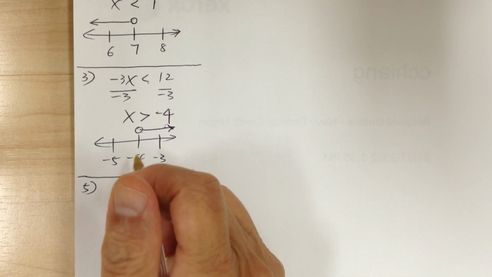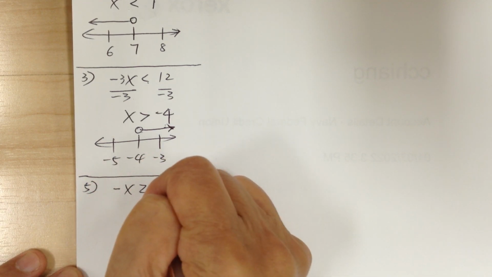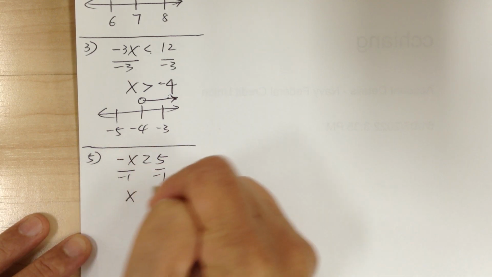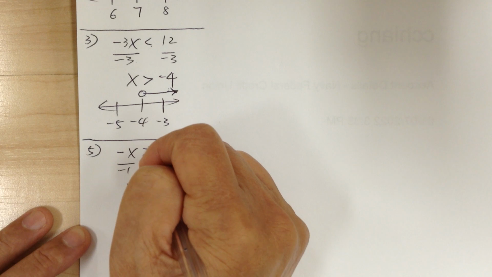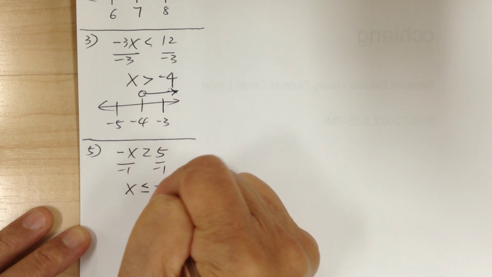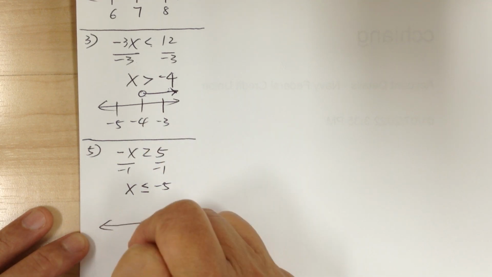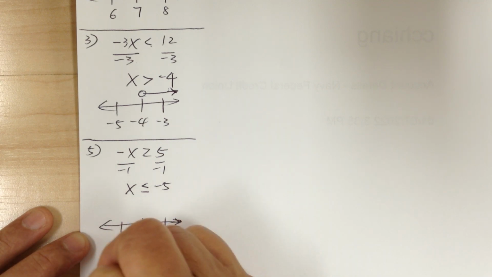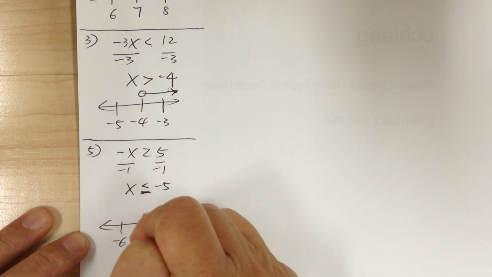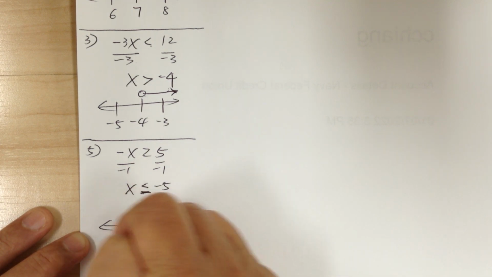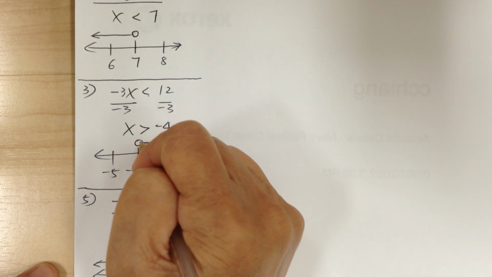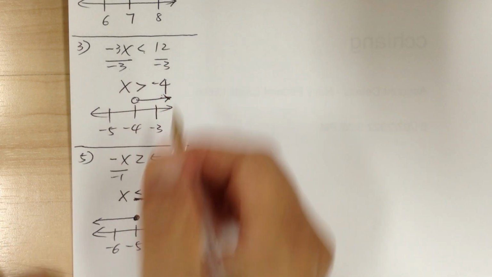Okay, number 5. You have negative x is greater than or equal to 5. So this one you have to divide by negative 1 on both sides. So it would be x. Now again, when you divide or multiply by a negative number, this has to change direction. And when you graph, this would be negative 5. And this would be negative 4, negative 6. Now there's an equal right over here, so your circle will be darkened in. What I'm saying is that the dot means this number is a part of the answer. When you have an open circle, it means this number is not part of the answer.